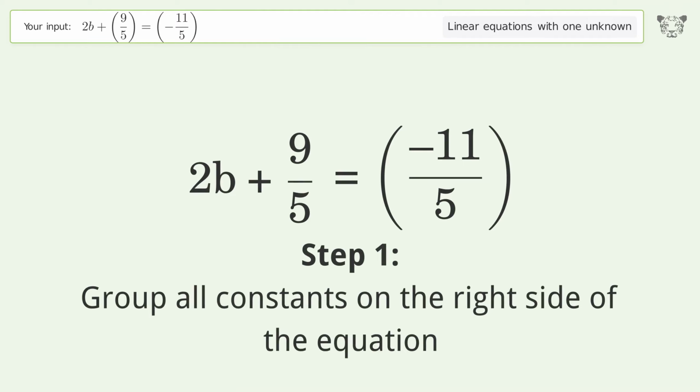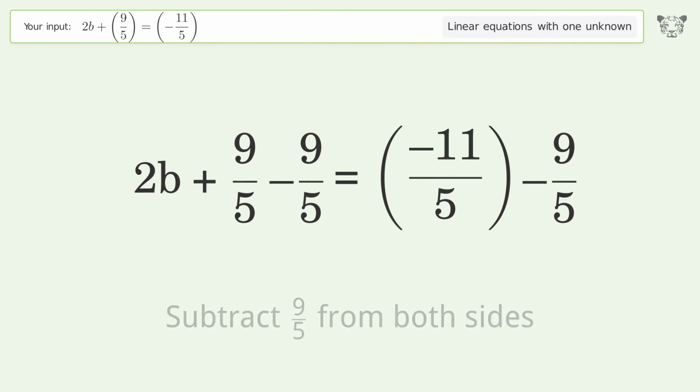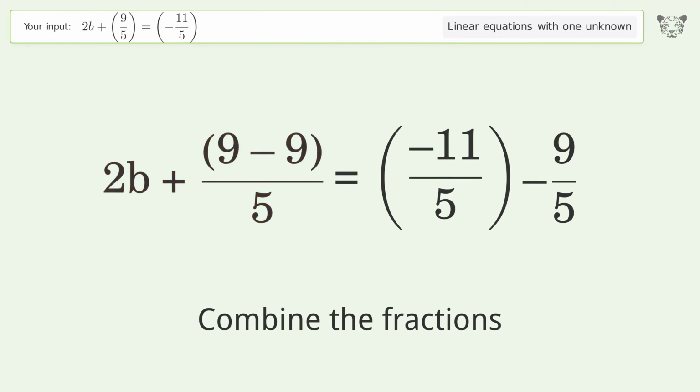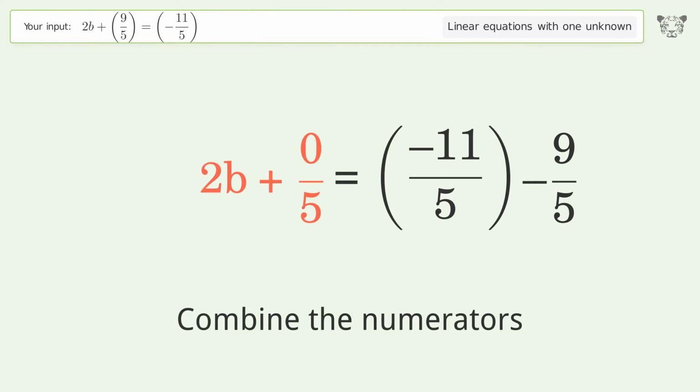Group all constants on the right side of the equation. Subtract 9/5 from both sides. Combine the fractions. Combine the numerators. Reduce the zero numerator.